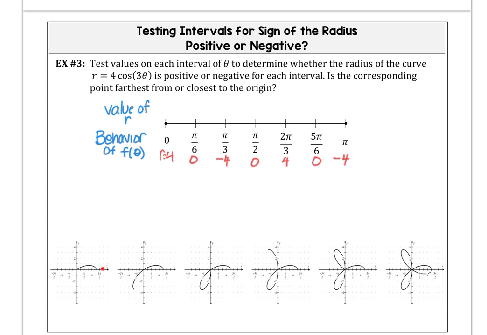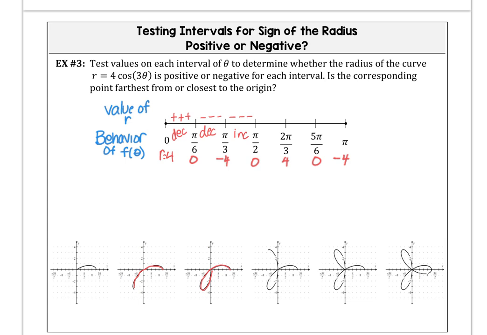So this first one starts at r is 4 and θ is 0, and we're going to move toward the origin. So in between 0 and π/6, if I put a value in there, that value is going to be positive, but the behavior is decreasing. And then between π/6 and π/3, if we test a value in there, you see that the values of r are negative, and we are decreasing. And then in the next interval, the values of r are still negative, but our function is increasing.